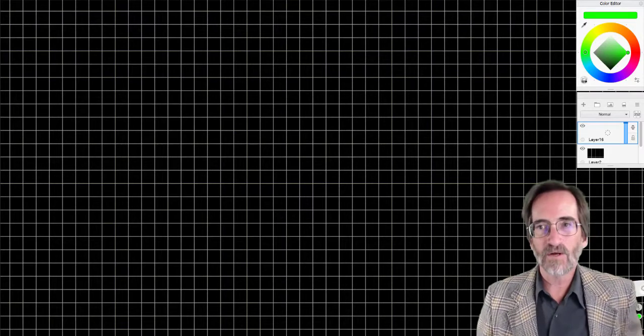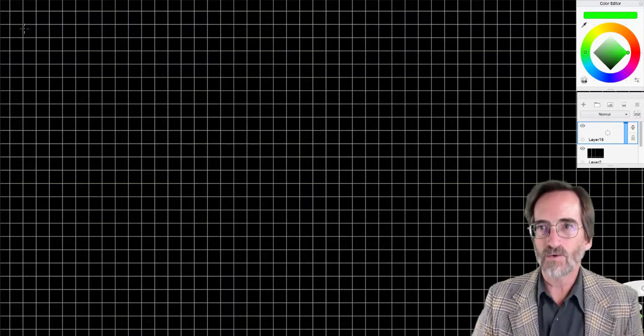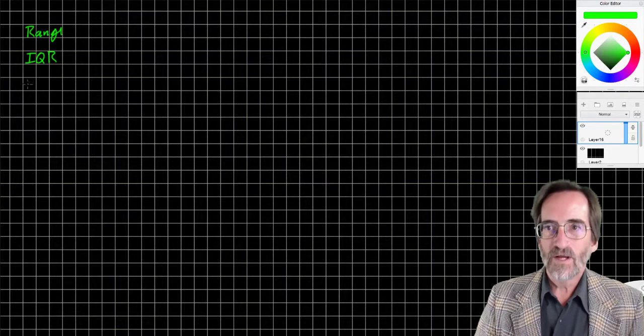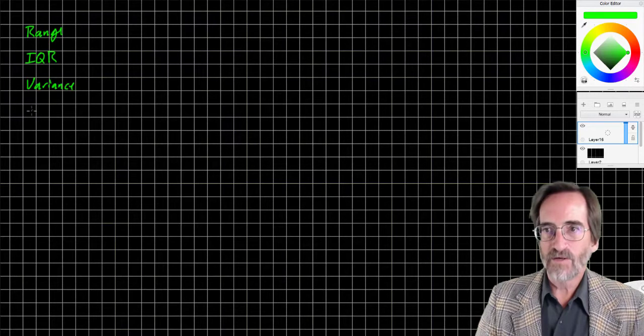And there are several different kinds of measures that we can do. We can find the range. That's the simplest. We can find the interquartile range, the IQR. We can find the variance. And we can find the standard deviation. Okay, we're going to examine each of these.